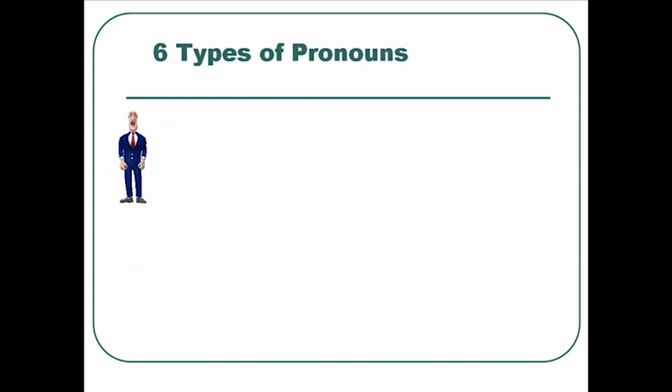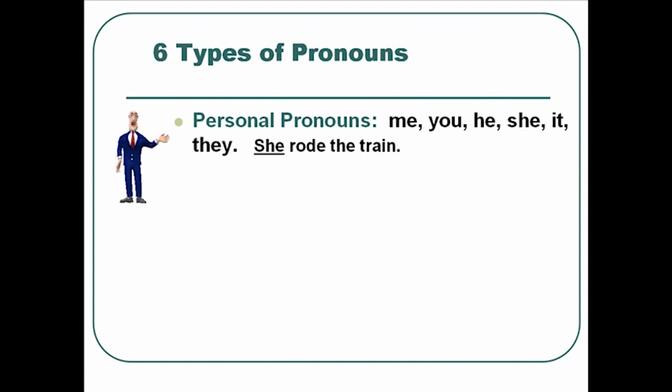Now, the pronouns are very varied, and so I just want to introduce 6 types of pronouns at this point. There's actually more than that, but just so you can get a feel for the varied functions of the different types of pronouns. First of all, there's the personal pronouns, and that's what we'll be studying in Chapter 8 here. Things like me, you, he, she, it, they refer to personal beings and objects. So, for example, she, the personal pronoun, rode the train.